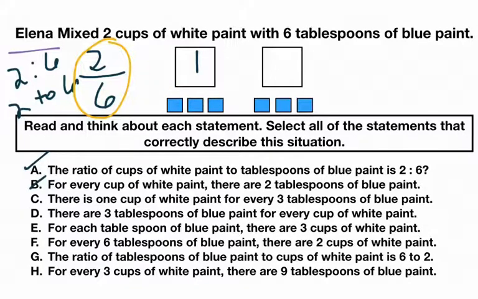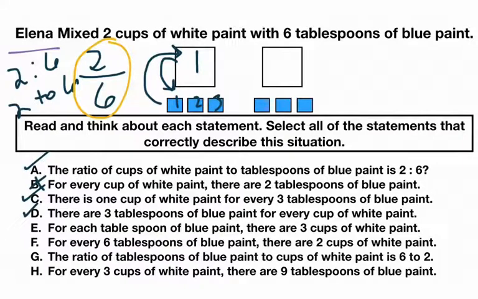C says there is 1 cup of white paint for every 3 tablespoons of blue paint. I like that one better because I see my 1, 2, 3 tablespoons of blue paint. I'm going to check mark C. D says there are 3 tablespoons of blue paint for every cup of white paint. So this is like the reverse. Yeah, that works out well.